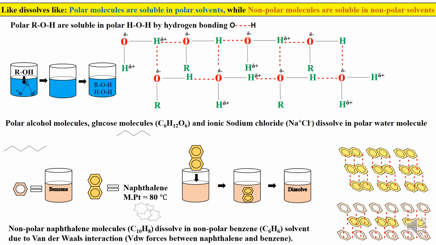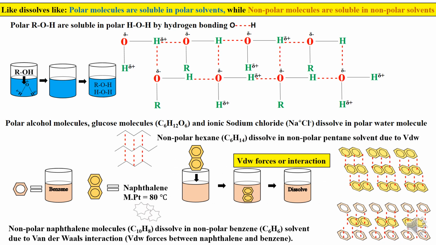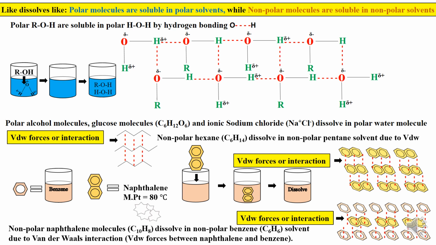And the same applies even for alkane molecules like hexane. So hexane is soluble in pentane, which is also an aliphatic hydrocarbon. Hexane is an aliphatic hydrocarbon and pentane is also an aliphatic hydrocarbon. So when you add hexane to pentane, it completely dissolves, and this is due to van der Waals interaction. So non-polar hexane dissolves in non-polar pentane solvent due to van der Waals forces, or van der Waals interaction between the pentane and the hexane molecules.